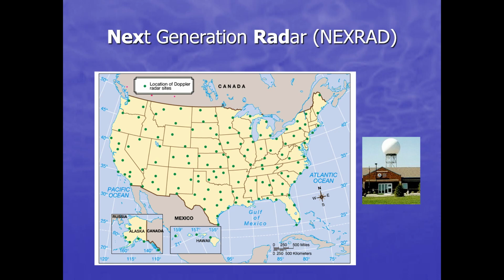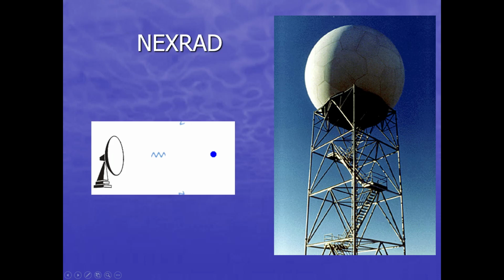Canada has their own network as well. It's much more sparsely distributed than the United States, and places like China and Mexico also have radar networks, although they're not as robust as the network that we have in the United States.